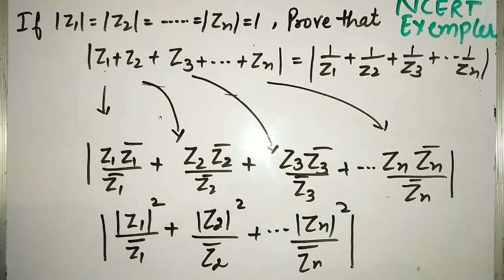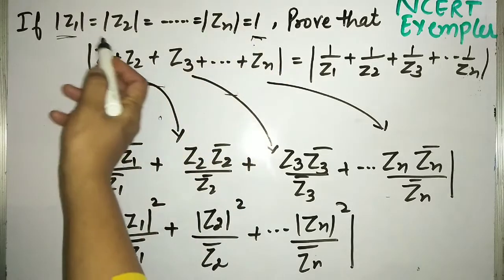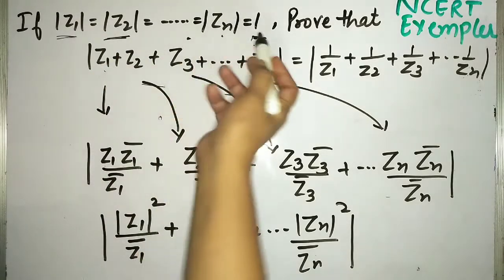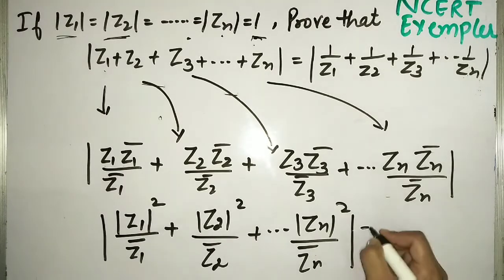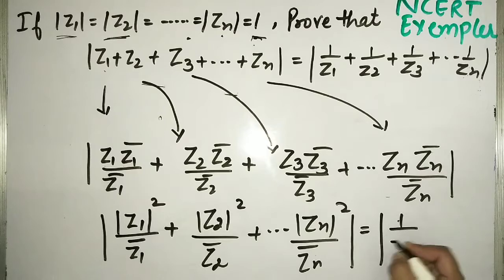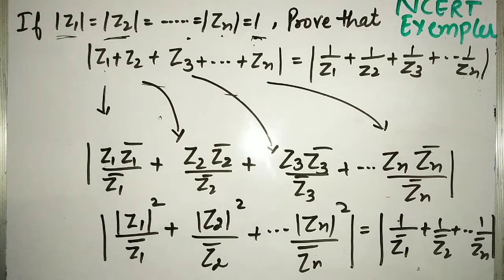Now students, you know what is the value of z1. z1 modulus is 1, therefore z1 square modulus is also 1, z2 square modulus is also 1, and zn square modulus is also 1. I am going to replace these moduli with the number 1. So what is left here now? 1 upon z1 bar, 1 upon z2 bar, and so on up to 1 upon zn bar. We are very close to the right hand side.